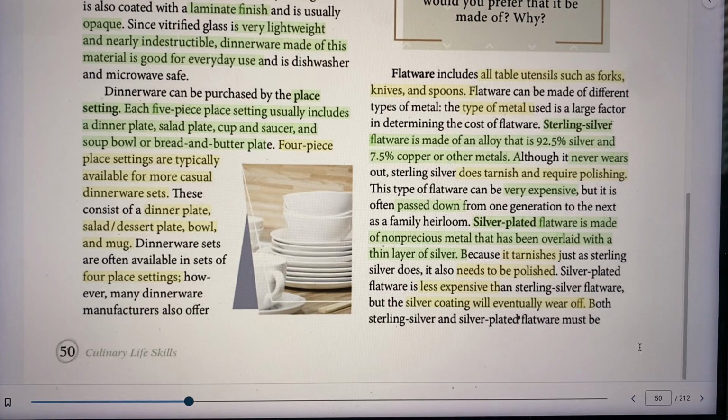There's also silver-plated silverware. I call them silverware, but let's call them silver-plated flatware, right? It's non-precious metal that has been overlaid with a thin layer of silver. But it tarnishes just as silver does, so it needs to be polished because it has a silver plate. It's less expensive, of course, but the silver coating sometimes wears off, so they wear out. So it's not the best.